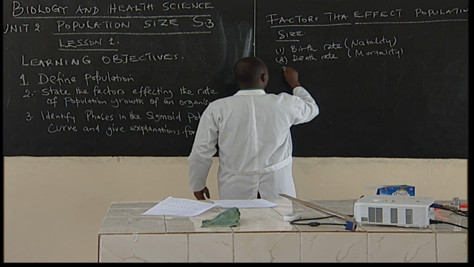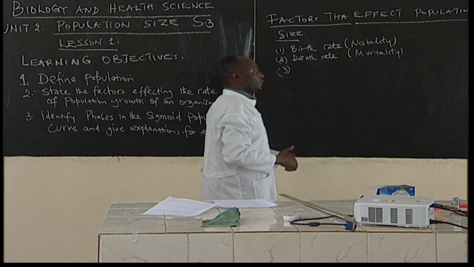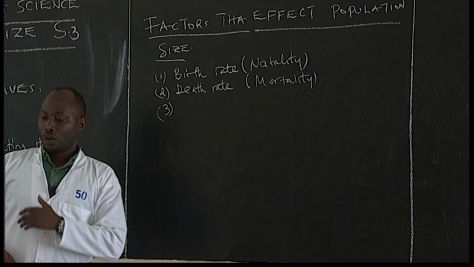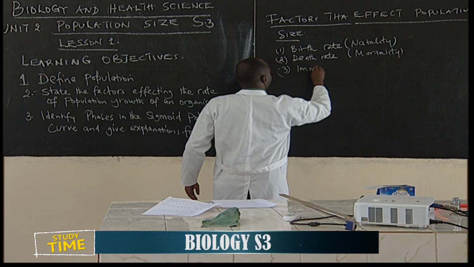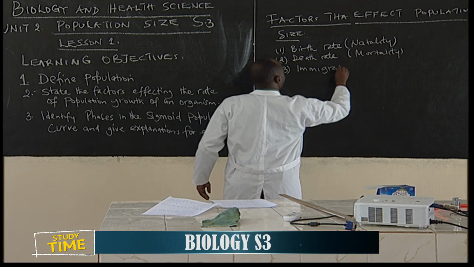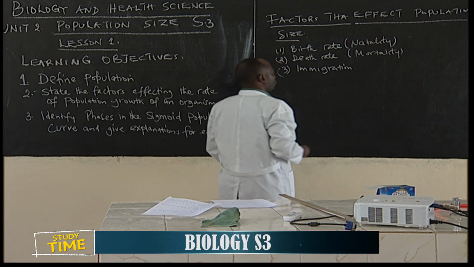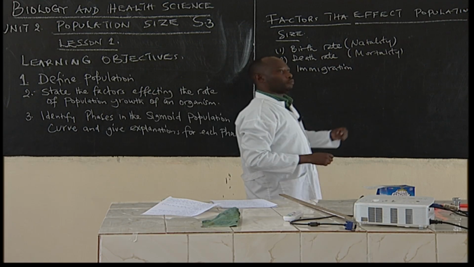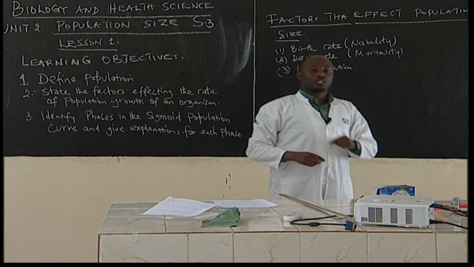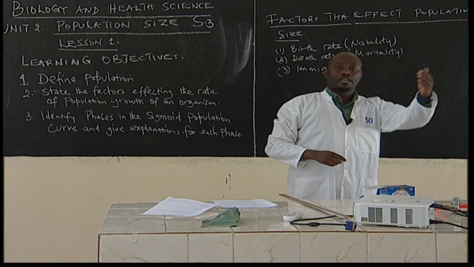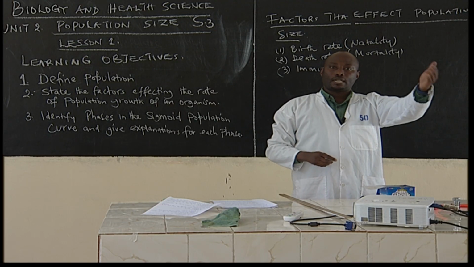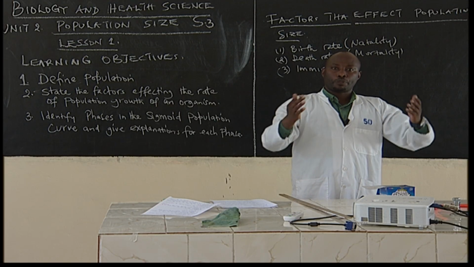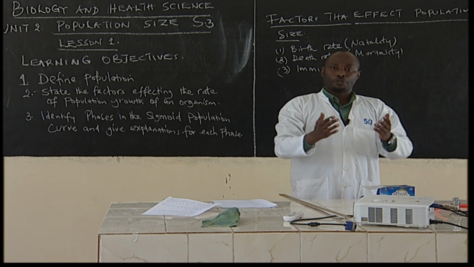Then number three, we have another factor that can affect population size. We talk about immigration. What is immigration? Immigration refers to the individuals that are moving into a population or into a specific area. If individuals are moving from one area to another area, that can cause the population to increase. That can affect our population size.